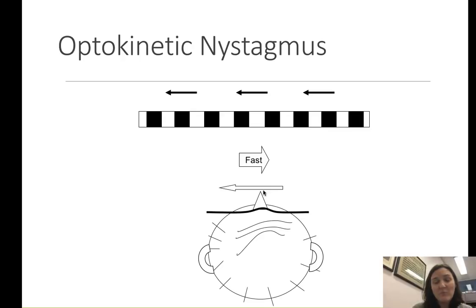So the OKN is basically a normal physiologic nystagmus that we use on a regular basis, but what we use it for in clinic is to make sure that both the occipital lobe and the frontal eye fields are both functioning. And obviously we're also checking brainstem function, because if the information isn't getting to the brainstem, then you're not going to have OKN nystagmus.